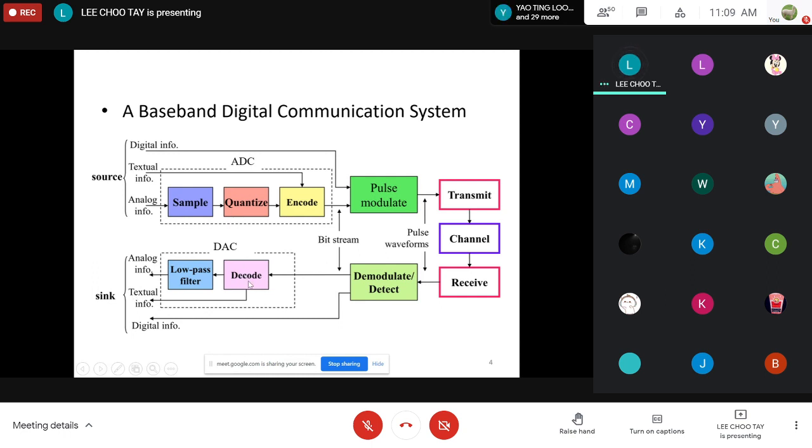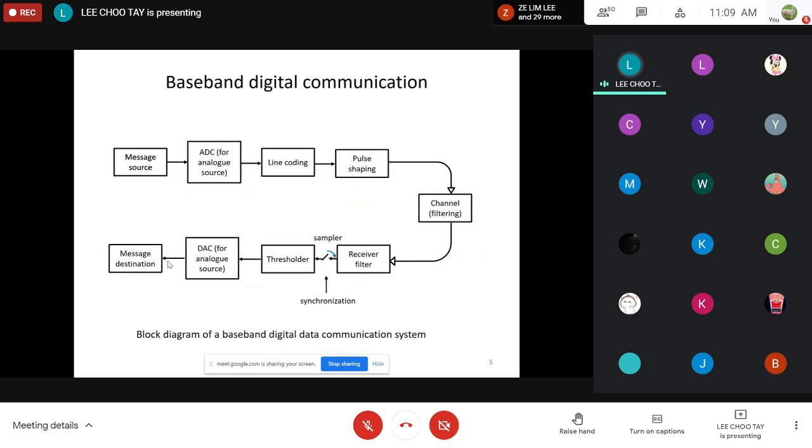Yeah, then depending on what kind of encoding method you use over here, you have to use a corresponding decoding process here. Yeah, and if your signal is in analog form, right, and you want to recover the analog form, then you have to pass the decoded signal through a low pass filter, and that will give you your analog information back.